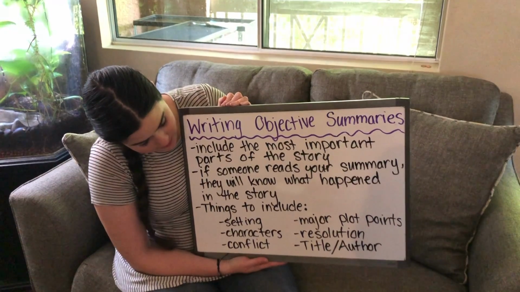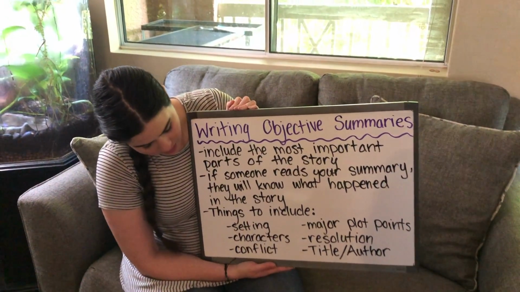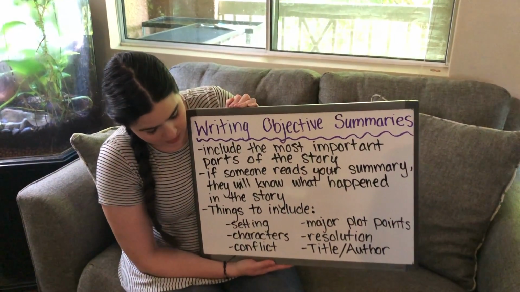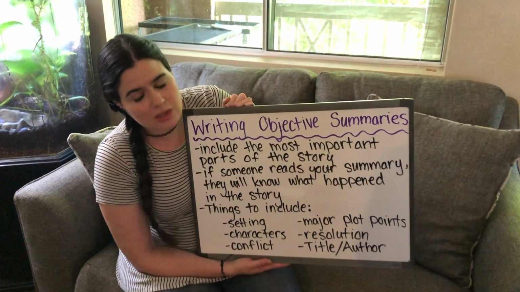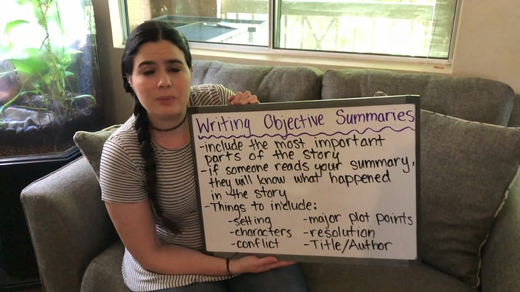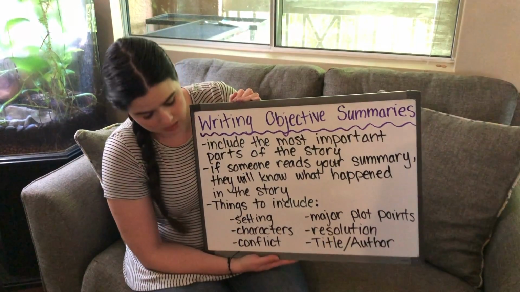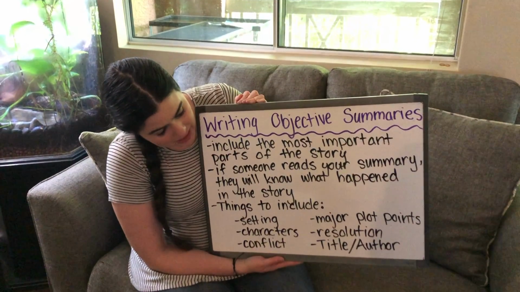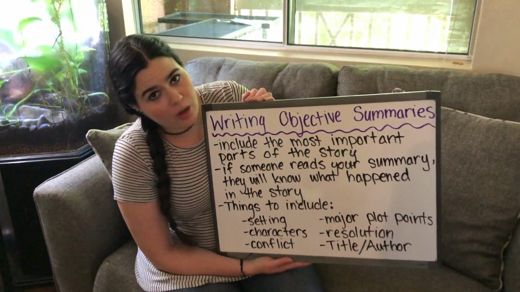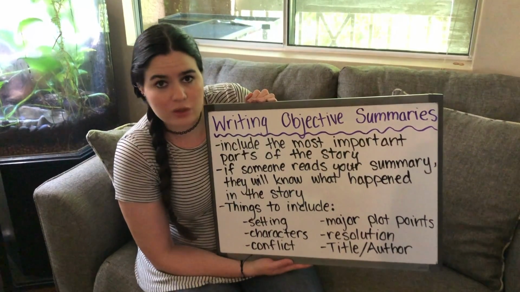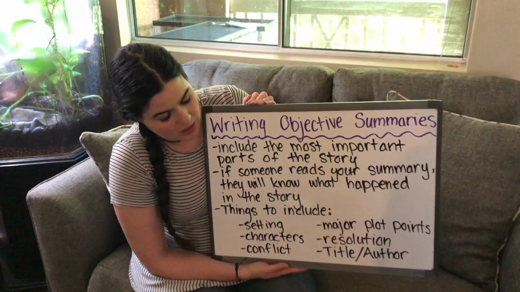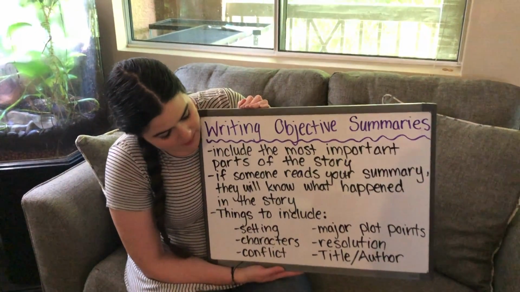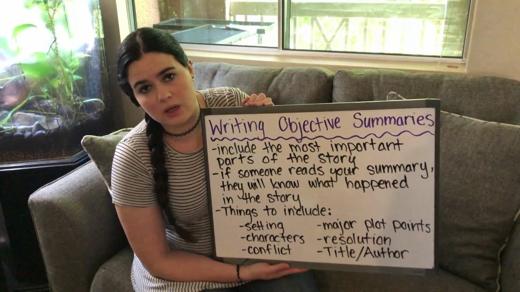Some things that you will want to include in an objective summary are setting. This is the time and place that the story occurs. Information about characters. You do not need to explain all of the little characters, but it would be a good idea to include the main characters. You'll want to talk about the conflict, as well as the major plot points. This is in all parts of the story, not just the middle or just the end, as well as the resolution. How did the conflict get resolved? You will also want to include information about the title and the author of the story if that's relevant.